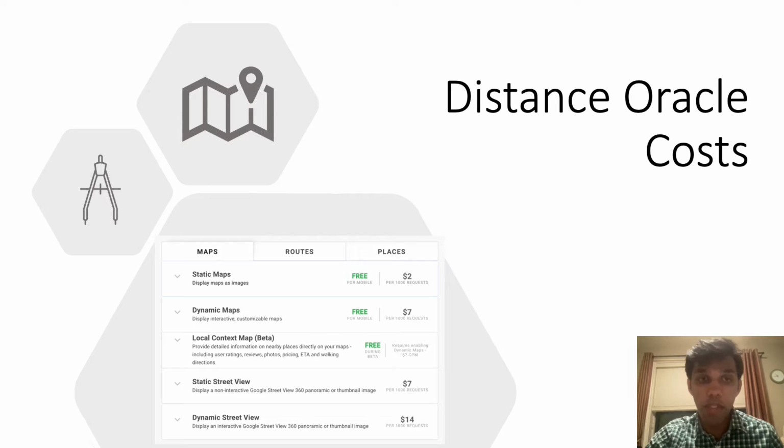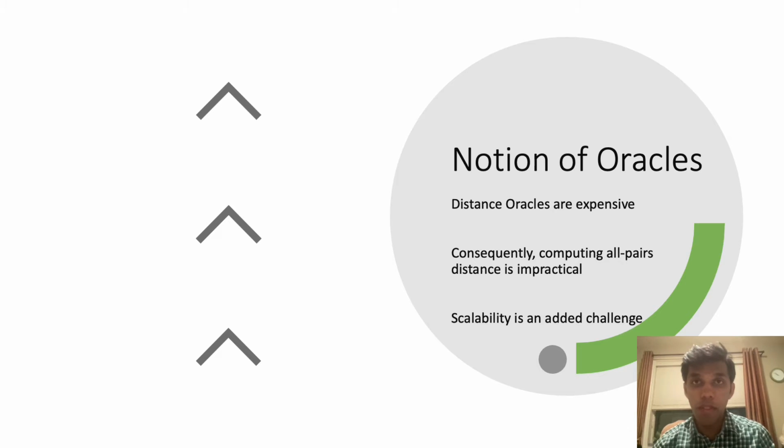As you can see, for the static maps, for every 1,000 requests, you will be charged a total of $2. Imagine you are a third-party application developer, then you will have to incur all these costs in order to develop a tour. These expensive distance computations help us to establish the notion of oracles. Oracles are entities which, when presented with a pair of objects, provide you with the exact distance measurement between these two objects. However, these distance oracles are expensive, thus computation of all pairs of distances is impractical, and with scale it becomes a challenge.